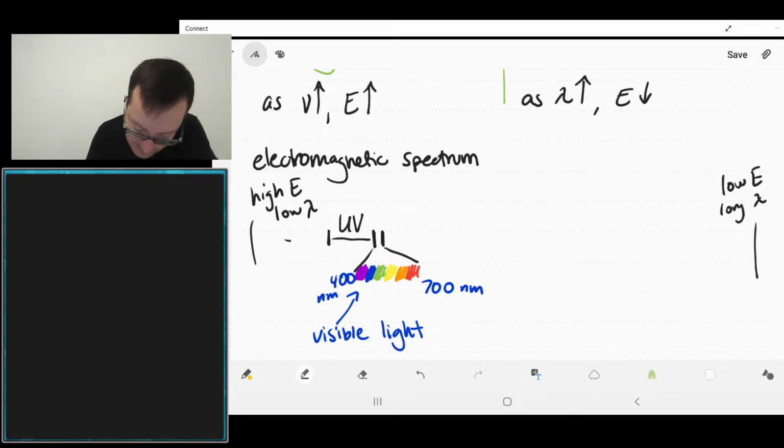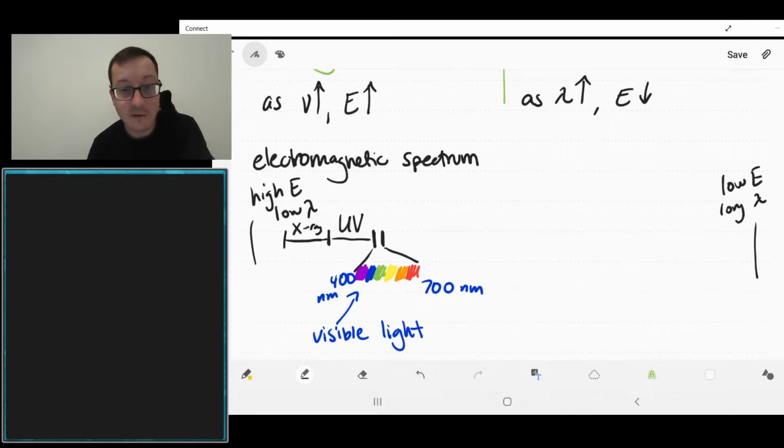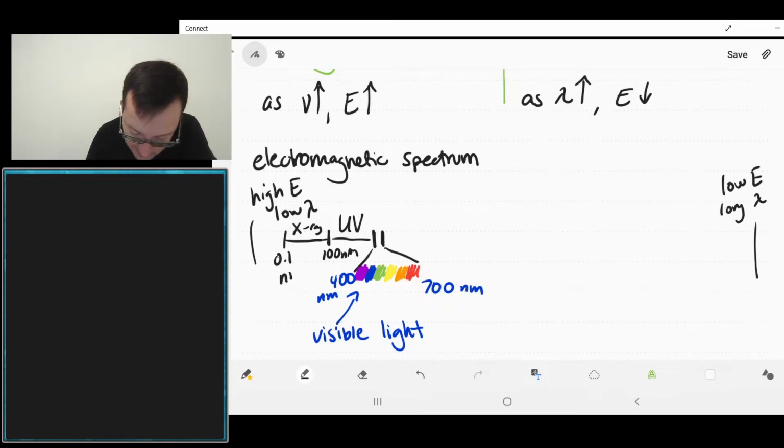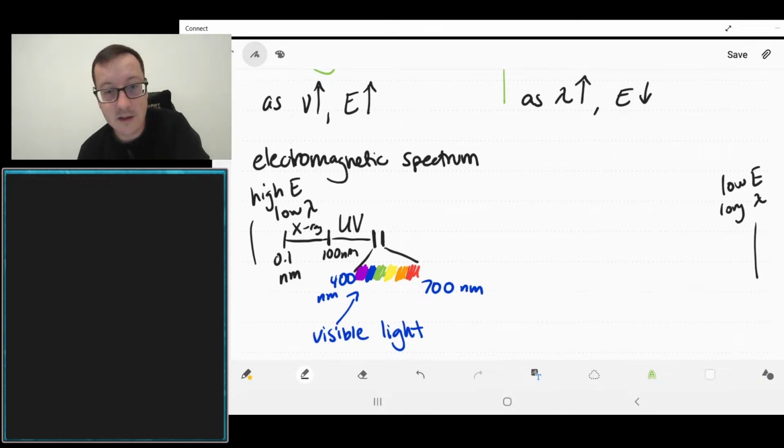If we go past UV, we're getting into the X-ray region. So UV goes to about 100 nanometers or so, so between 100 and 400 thereabouts. And the X-rays go to about 0.1 nanometers. So X-rays, much shorter wavelengths, much higher energies. And of course, we know X-rays, we don't want to be blasted by them all the time because we're going to have all sorts of bad things happen. So we are already kind of aware that the X-rays are higher energy.